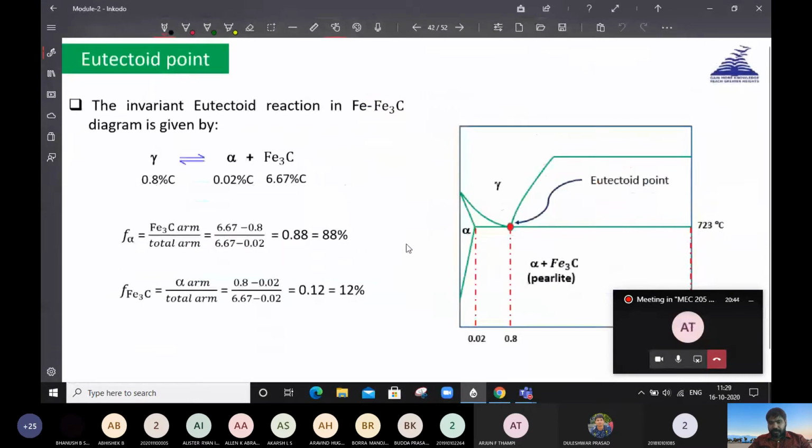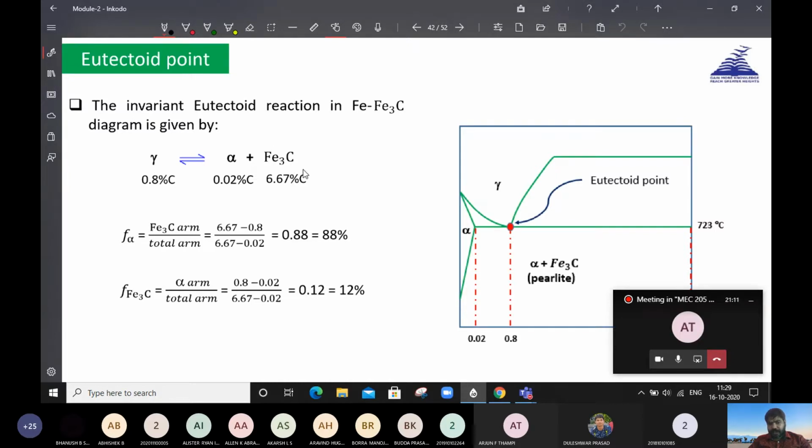Okay, so here you can see I have drawn this eutectoid point over here. Now the reaction that takes place at this eutectoid point is that gamma, one solid, is going to convert into two solids. Here alpha will be one solid and Fe3C is another solid. So the eutectoid reaction is nothing but gamma converting into alpha plus Fe3C.